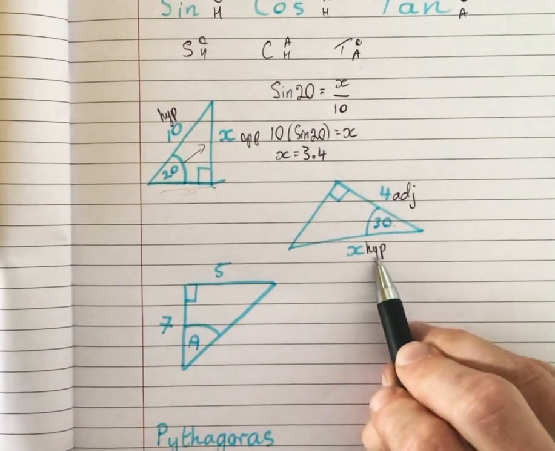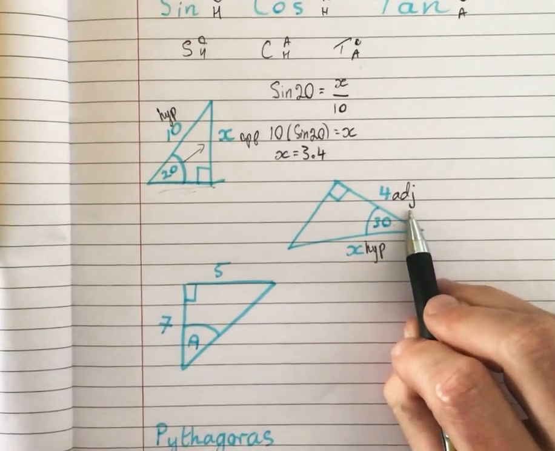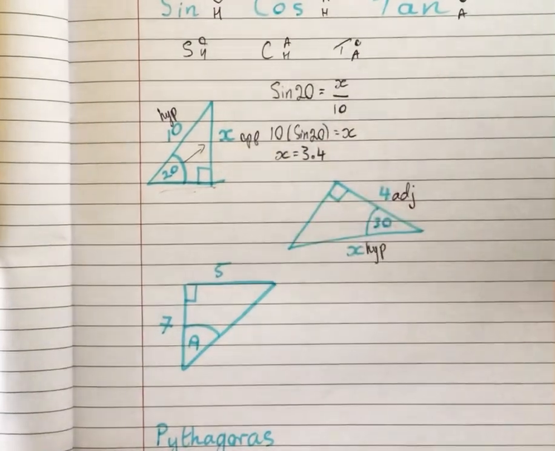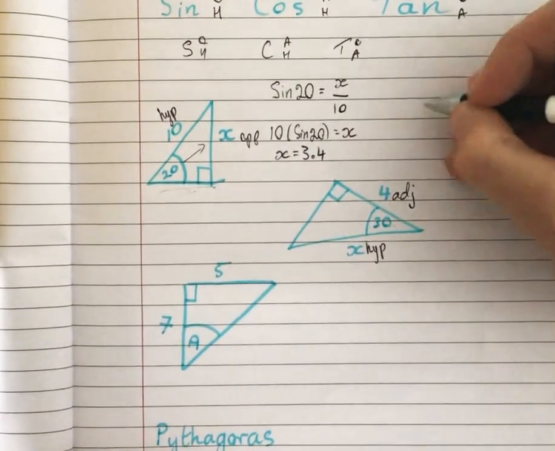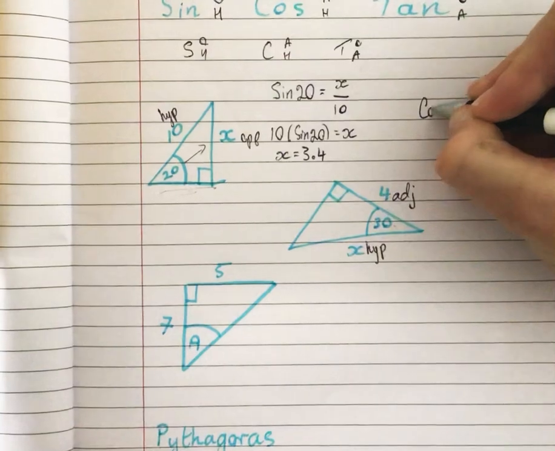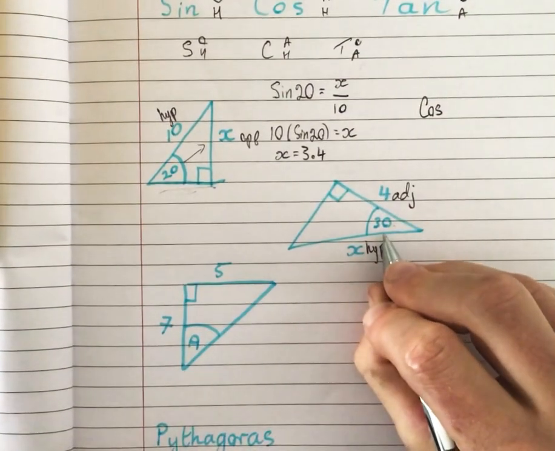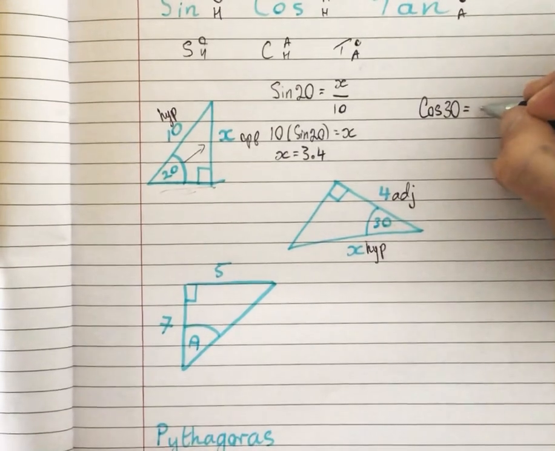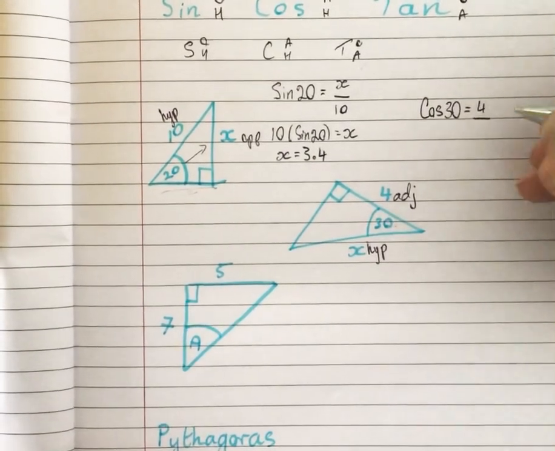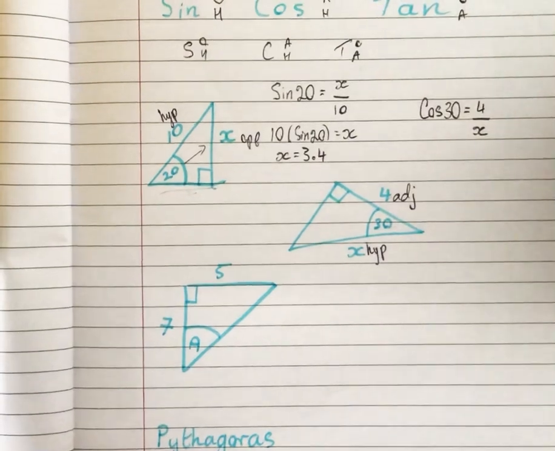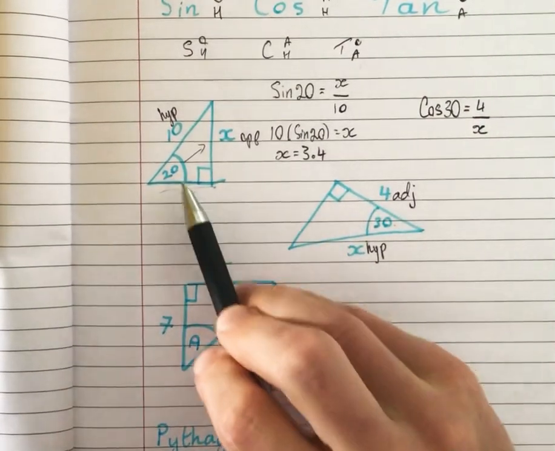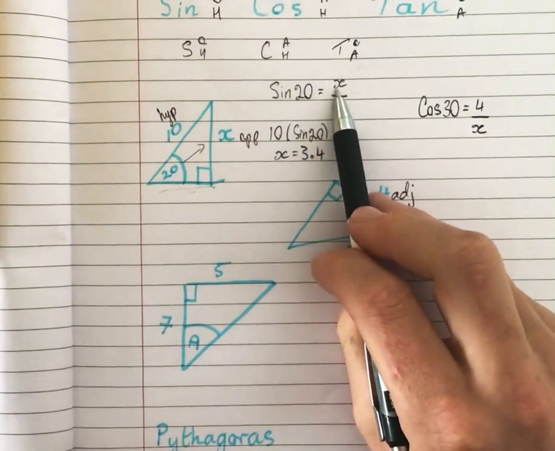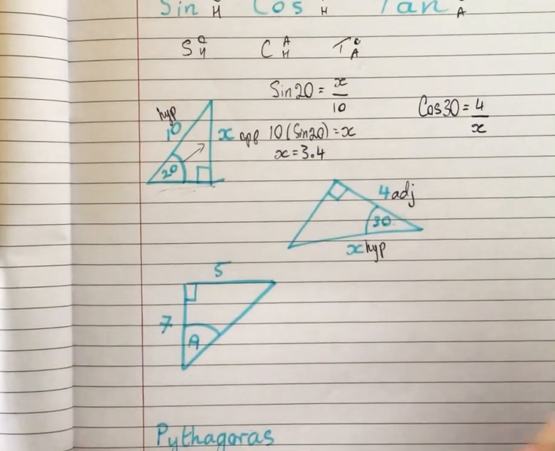Now, I need to find my hypotenuse. I have my adjacent. So adjacent and hypotenuse would be cos, because cos is adjacent over hypotenuse. Now this would be cos, and it's going to be 30 this time, because that's the angle. So cos 30 equals adjacent 4 over hypotenuse x. Now the difference between this question and the first question is obviously we're using cos instead of sine, but the unknown was above the line in the first one. This time the unknown is below the line.